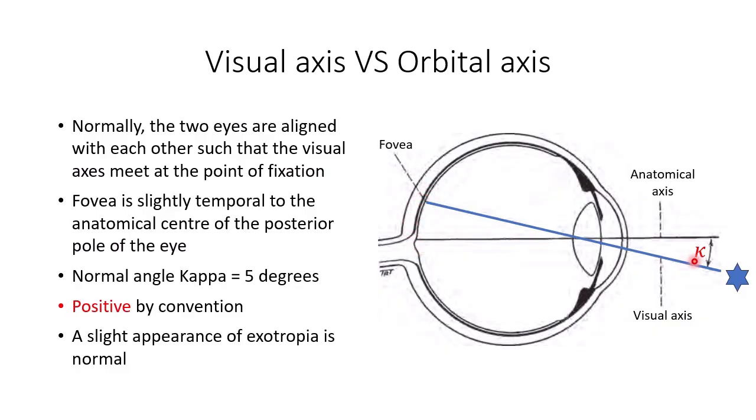So there is this little angle known as angle kappa between the anatomical axis and the visual axis, and that angle normally is 5 degrees. It is taken to be positive by convention, and that is why a slight appearance of exo is normal in all of us. Okay?